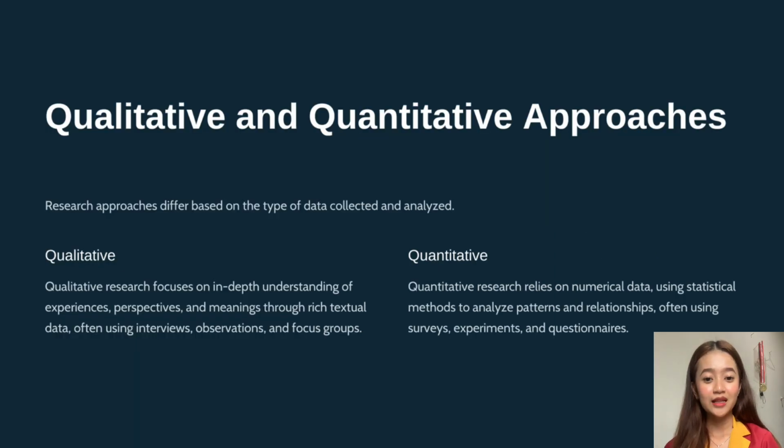Okay, next slide is qualitative and quantitative approach. Research approaches differ based on the type of data collected and analyzed. So the first one is qualitative. Qualitative research focuses on in-depth understanding of experiences, perspectives, and meanings through rich textual data, often using interviews, observation, and focus groups. So the last one is quantitative. Quantitative research relies on numerical data using statistical methods to analyze patterns and relationships, often using surveys, experiments, and questionnaires.